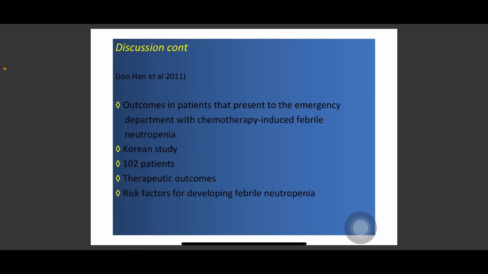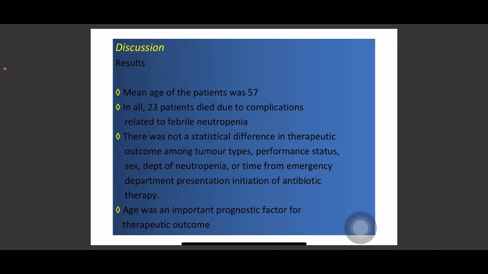So we used a Korean study which included 102 patients, looking at outcomes in patients that present to the emergency department with chemotherapy-induced febrile neutropenia, and risk factors for developing febrile neutropenia and the therapeutic outcomes. The mean age of the patients was 57. In all, 23 patients died due to complications related to febrile neutropenia. There was no statistical difference in therapeutic outcome among tumor types, performance status, sex, duration of neutropenia, or time from emergency department presentation to initiation of antibiotic therapy.